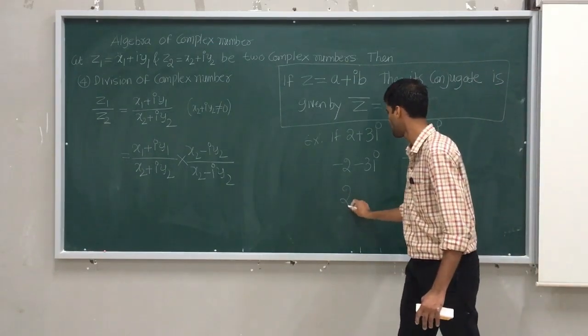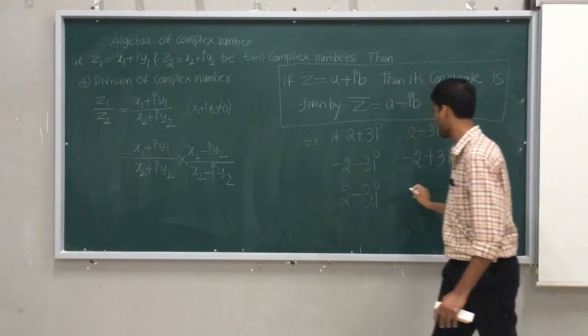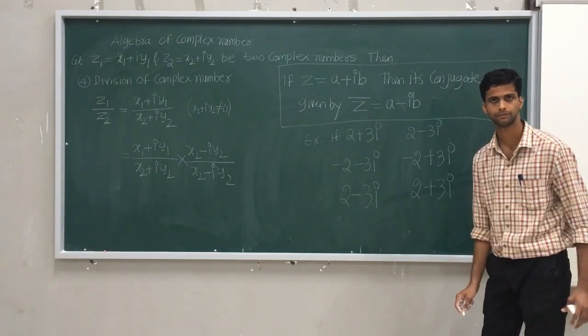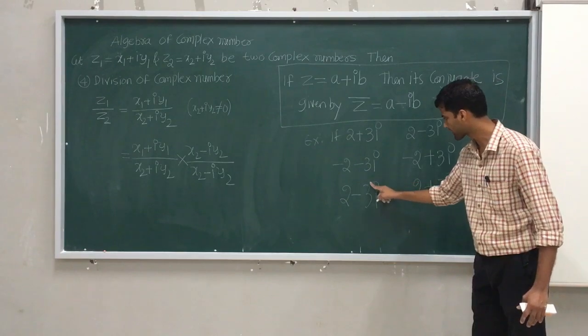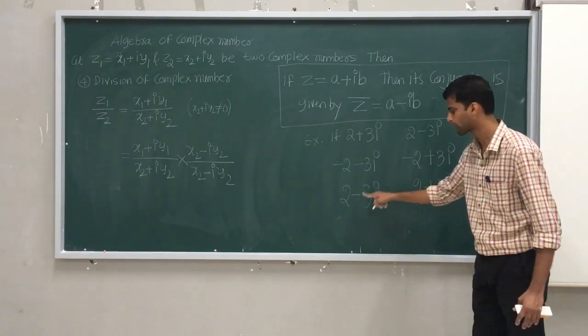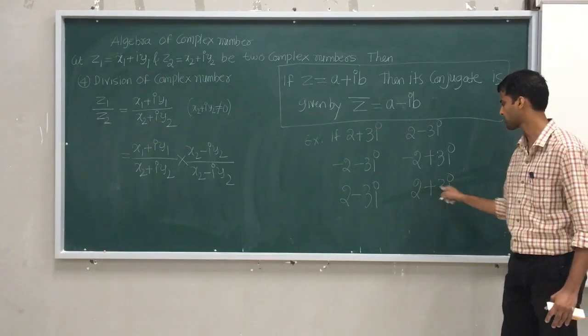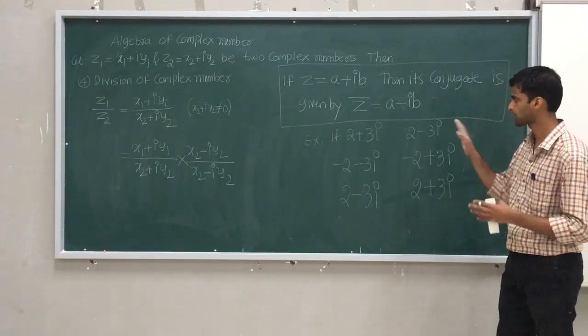If you have 2 minus 3i, its conjugate is 2 plus 3i. Like this. Understood? See what sign is with i in the question and write its opposite, and keep all the rest of the terms as they are. Okay? So that's about the conjugate.